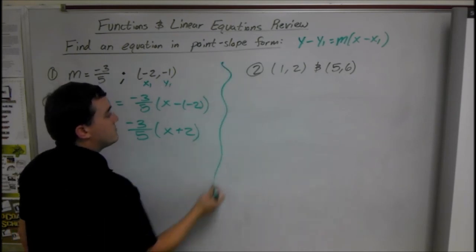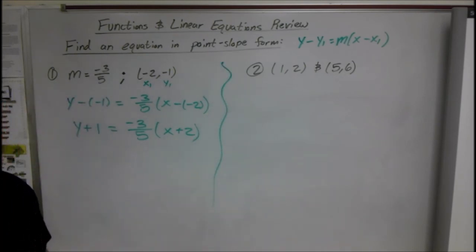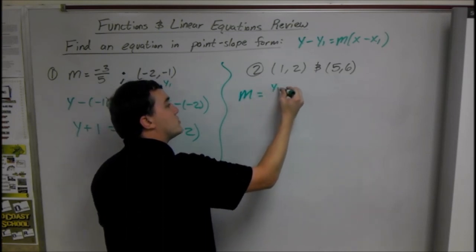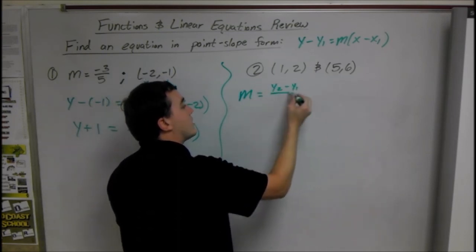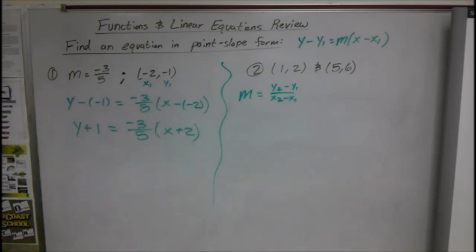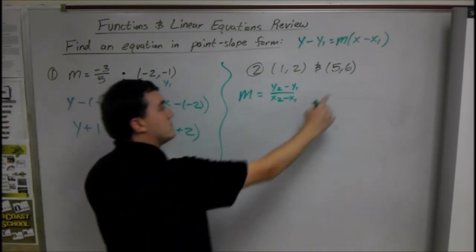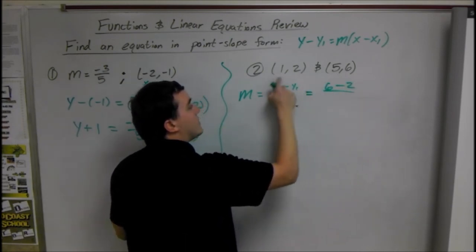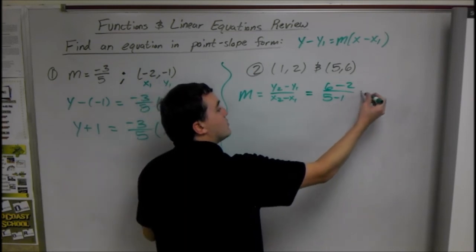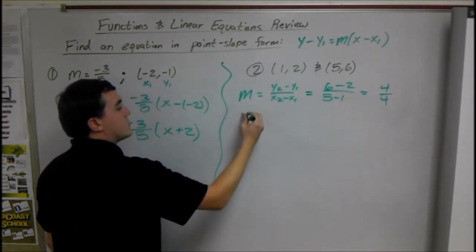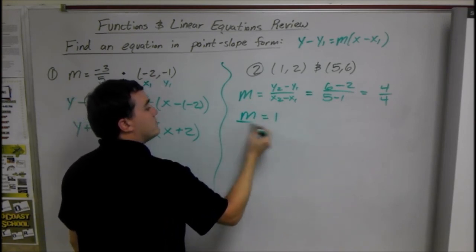So for the next one, they give us 2 points, but no slope. So that's the first thing we have to find is slope. But we know the slope formula is just y2 minus y1 over x2 minus x1. So subtract the y's. 6 minus 2 over 5 minus 1, which is 4 divided by 4. So our slope here is 1.